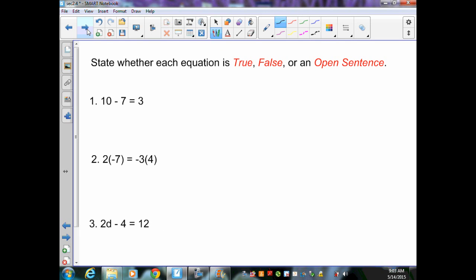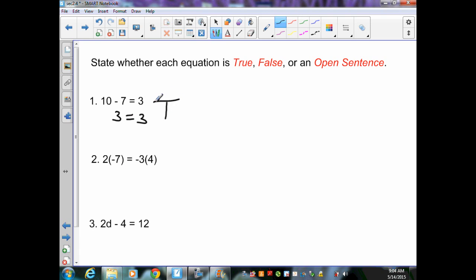Here's some examples. State whether each equation is true, false, or an open sentence. Number one, on the left side of my equal sign, I have 10 minus 7, numerical expression. On the right side, another numerical expression. 10 minus 7 I can determine. I know it's 3. Is that equal to 3? And that's the question mark. And the answer here is true.